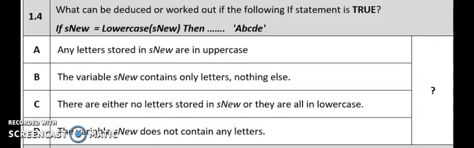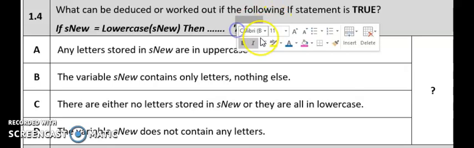Right, 1.4. What can be deduced? In other words, worked out. Detectives make deductions based on information. So we're going to be the Delphi Detective Agency, or the DDA. What we need are jackets with DDA on. What can be deduced or worked out if the following if statement is true? And again, I've given myself an example there.